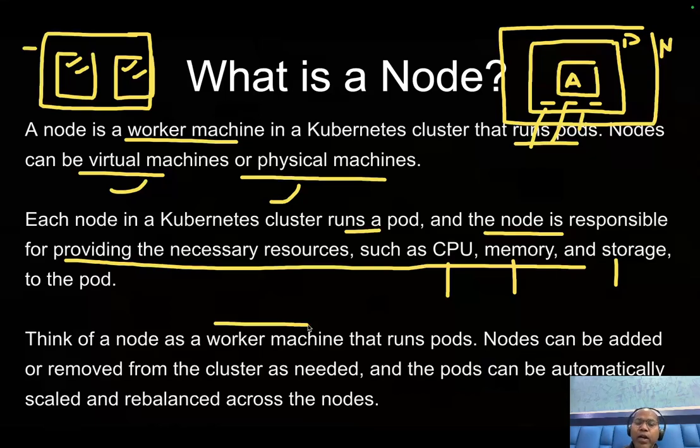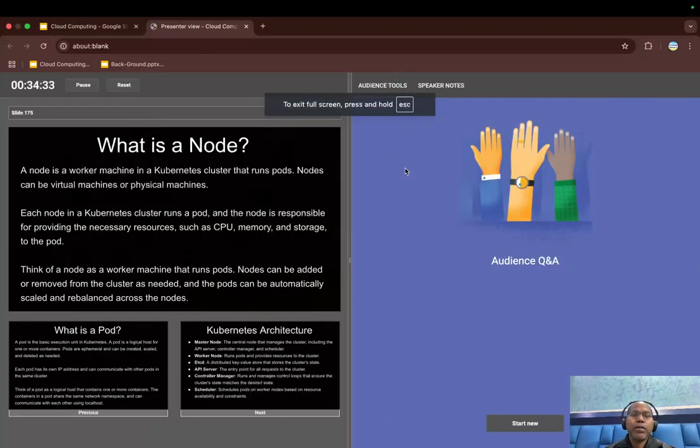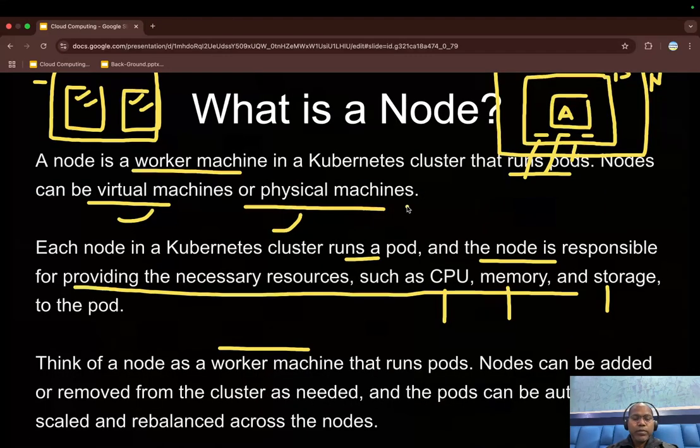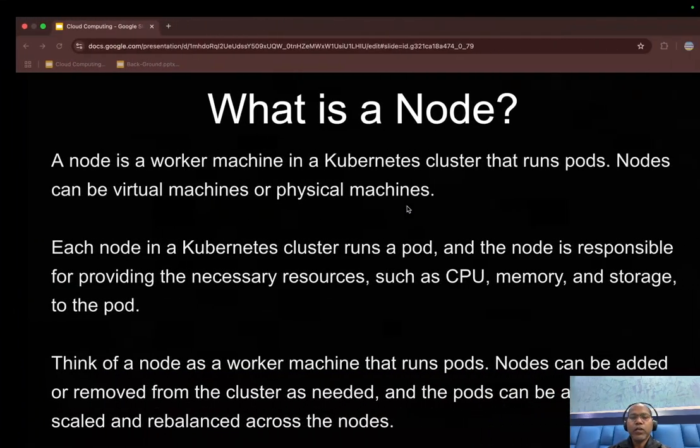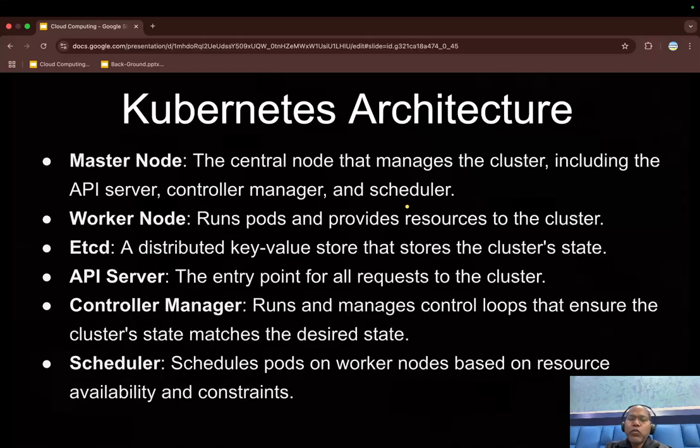Nodes can be added or removed from the cluster. In the cluster there can be multiple nodes, node 1, node 2, node 3. You can add more nodes or delete nodes, and this can also be balanced automatically depending on your requirements. Okay, so let's talk about the overall Kubernetes architecture.